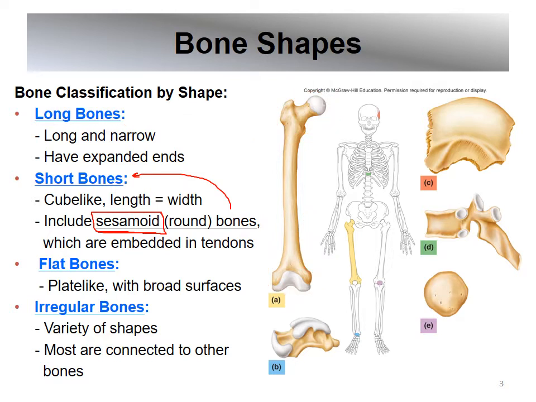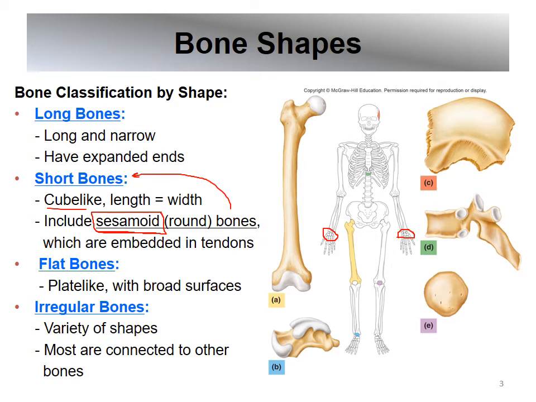The next one is going to be short bones. Short bones are kind of pebble-ish. They're cube-like, it says here. The area that I would use to show the short bones are the bones that we commonly call carpals. In the wrist, there are 8 little bones on each hand called carpals, and that would be my classic example of a short bone.